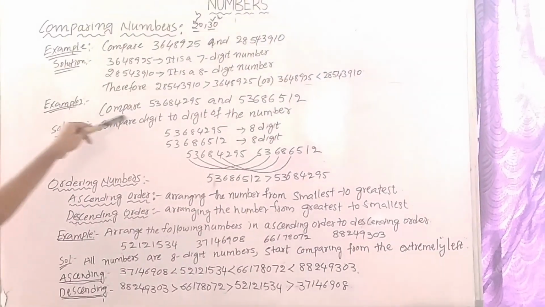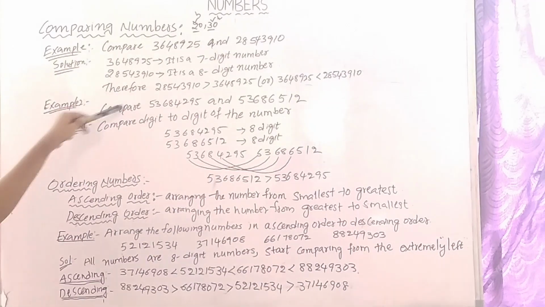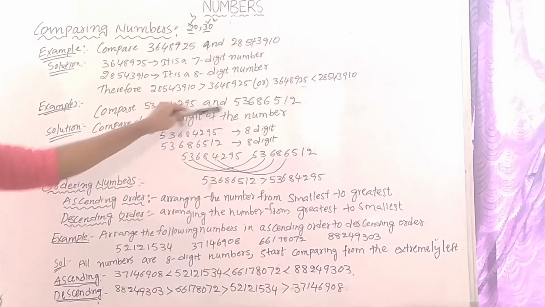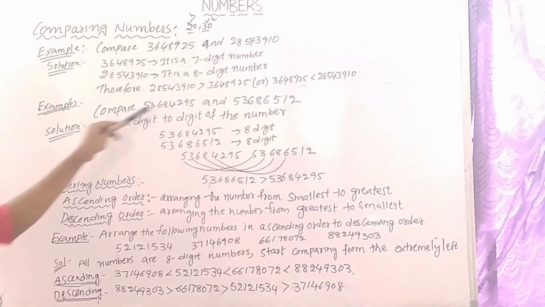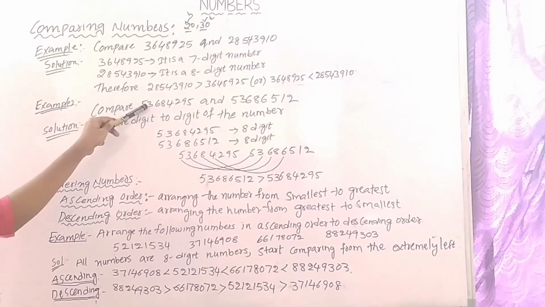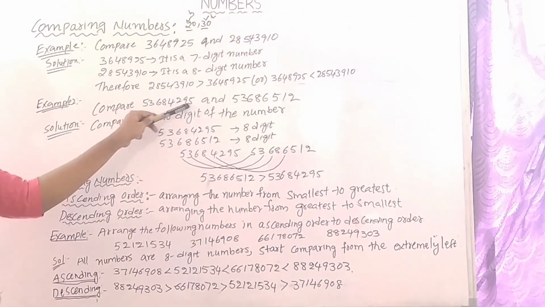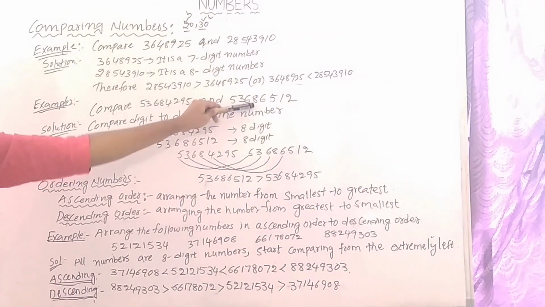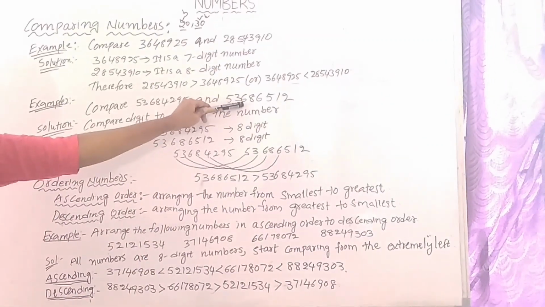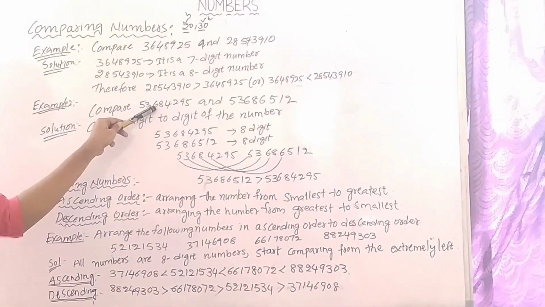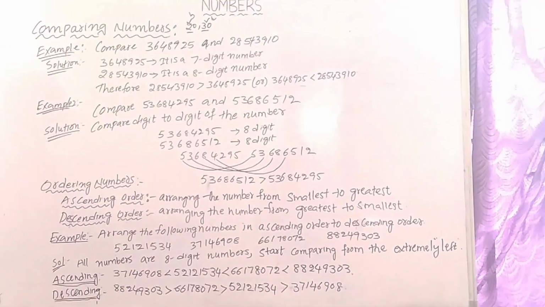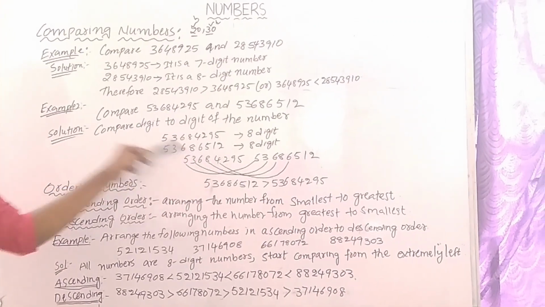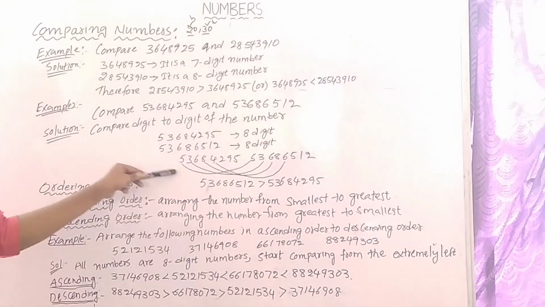Next, compare another example: 53684295 and 53686512. Count digits one by one. 1, 2, 3, 4, 5, 6, 7, 8. This is an 8 digit number. Next, this one: 1, 2, 3, 4, 5, 6, 7, 8. This is also an 8 digit number. Both are equal, so we don't know how to find out. So we have to check digit by digit whether they are the same or not.